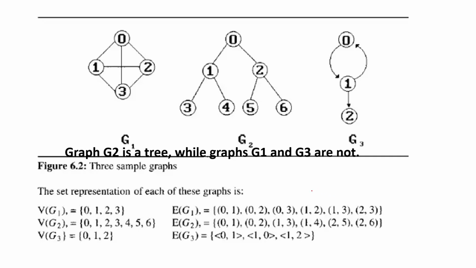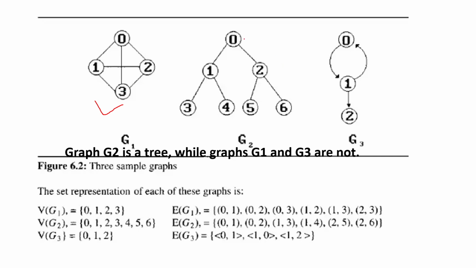We'll see some examples. This is a completely connected graph, but it is undirected. Graph G1 is a completely connected undirected graph. This is a tree. In the first example, that is in G1, there is no hierarchy. All are connected, those are not hierarchical.